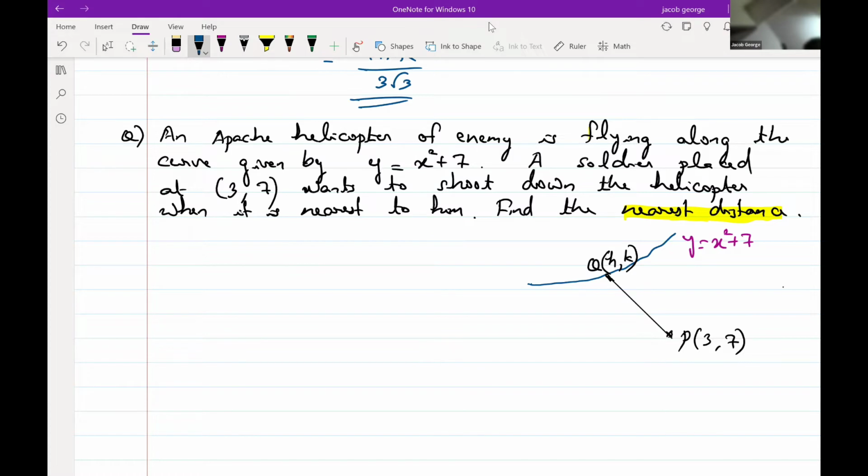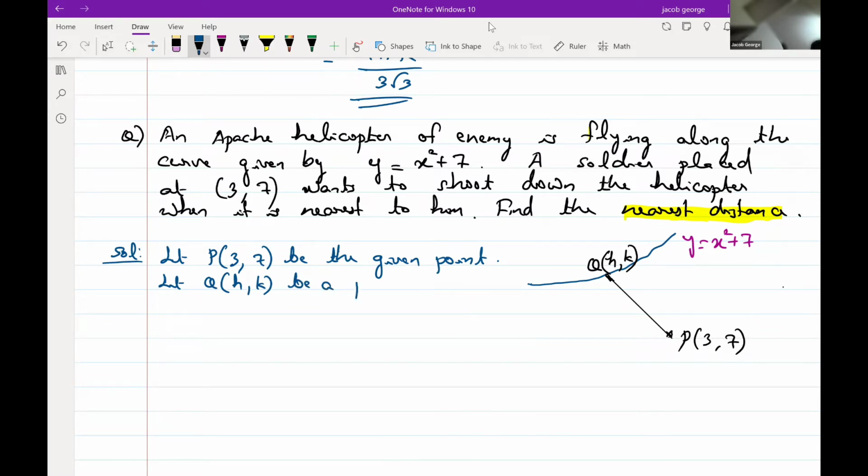Let capital P(3, 7) be the given point. Then we write, let Q(h, k) be a point on the curve so that PQ is minimum.